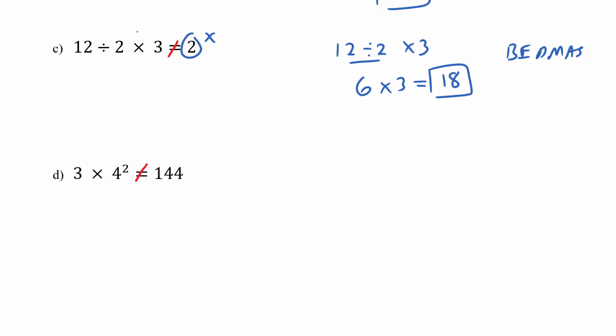Well, once again, let's see, perhaps they did multiplication first. So if we did 2 times 3 is equal to 6, and then 12 divided by 6 is equal to 2, yes, that's what they did wrong. So remind them, division and multiplication is a grouping, and we do whatever comes first when reading the problem from left to right.